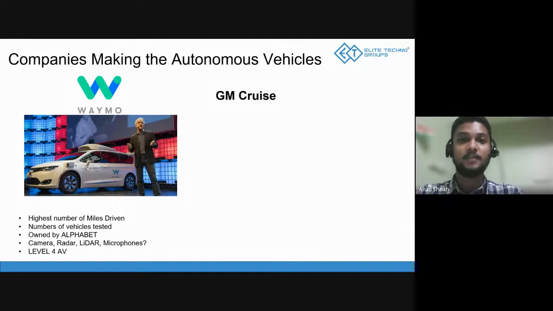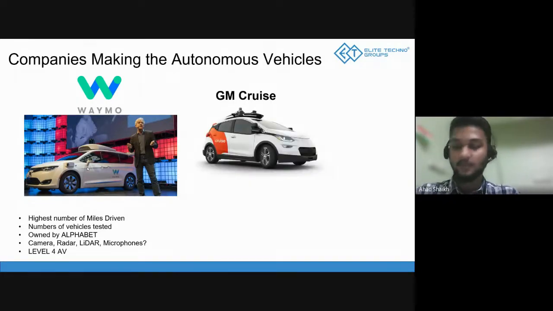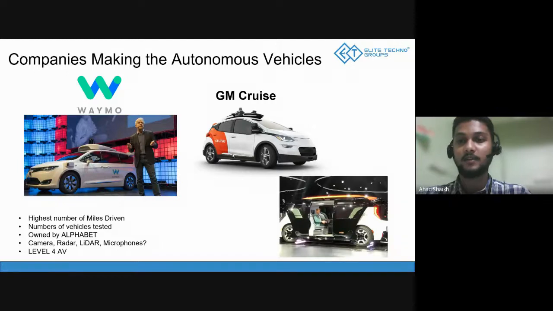Then comes the GM Cruise. General Motors is also working very rapidly, and what they have achieved is they have presented one vehicle which is completely driverless. They are putting it forward as a robot taxi. So just like we call Ola, Uber taxis, there won't be a driver, just a robot taxi will come, pick you up and drop you to your destination. So that's how interesting it's going to be with GM Cruise. They have been entering this market, and after that we'll see who all are there.